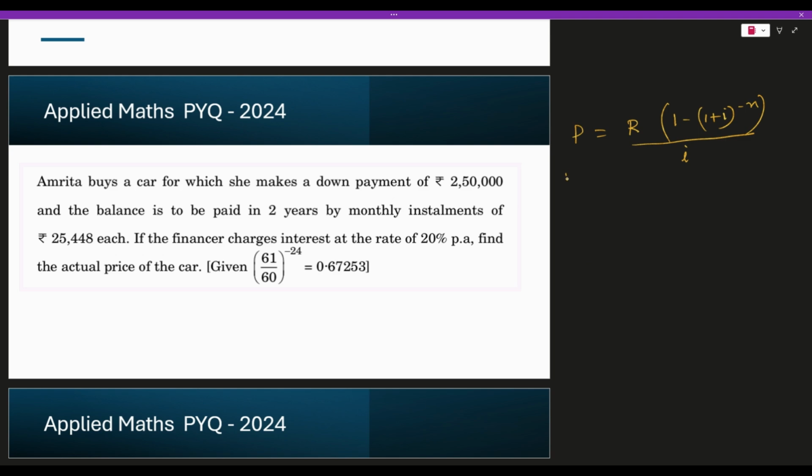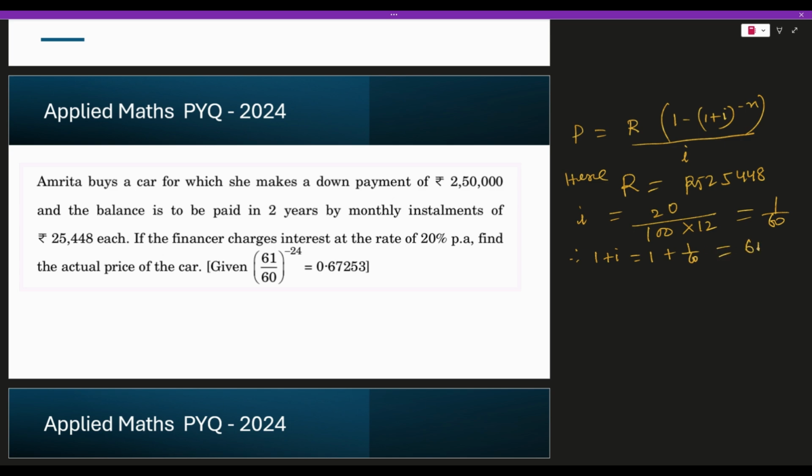What is R over there? Here, R is equal to rupees 25448. Okay? And what is the value of i here? i is what? Per rupee per month. It is 20%. 20 by 100 into 12. So it is 1 by 60. Calculate 1 plus i over there only. So 1 plus 1 by 60.